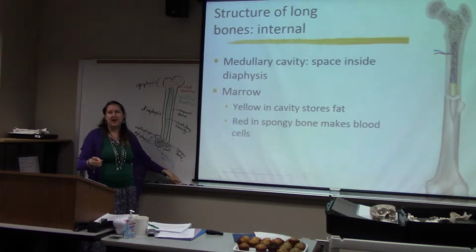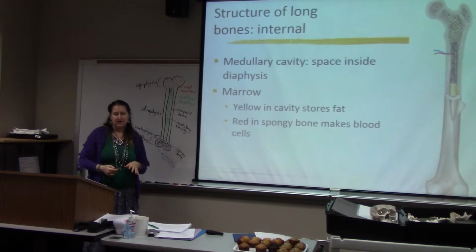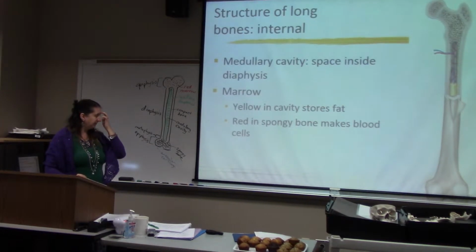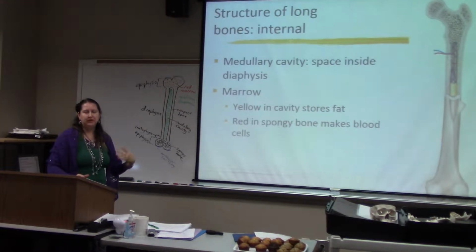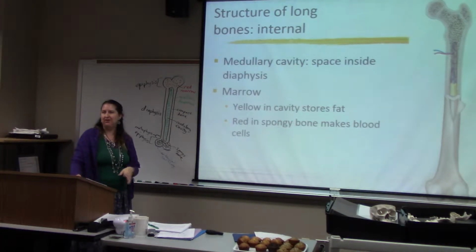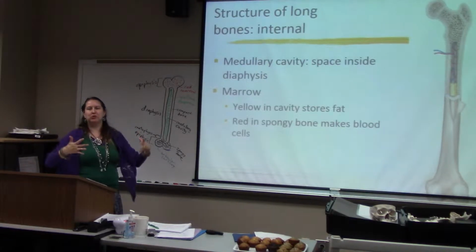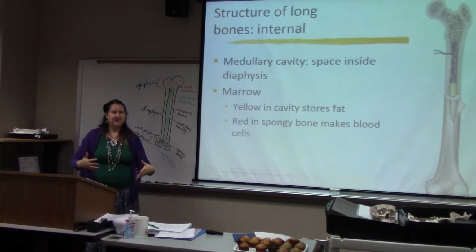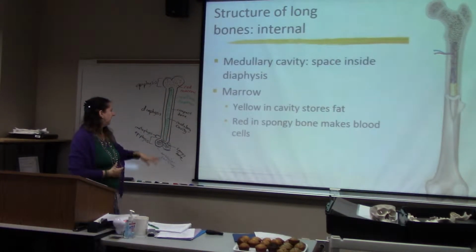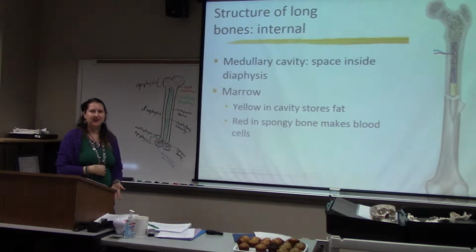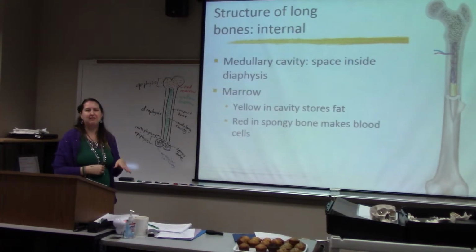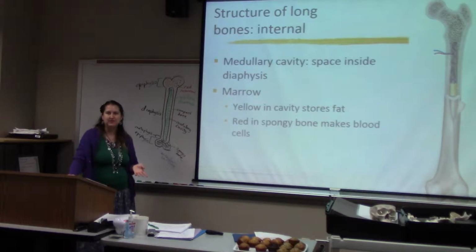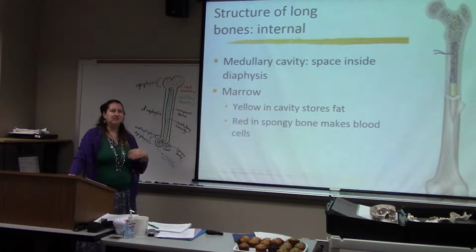Exactly where you have red versus yellow marrow depends on age for the most part. When you're born, you have mostly red marrow throughout your skeleton. As you grow, you don't get more red marrow to fill in the space. You start depositing yellow marrow to take up that space and fill the medullary cavity. Most adults don't have much red marrow left in the long bones. It's been replaced by yellow. You have red still in your flat bones.